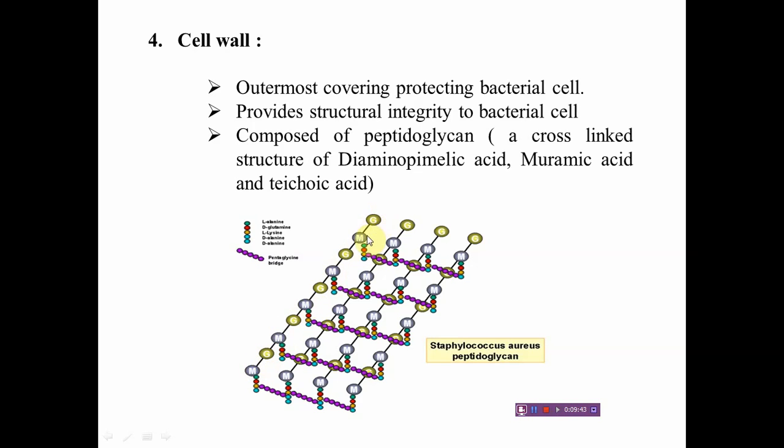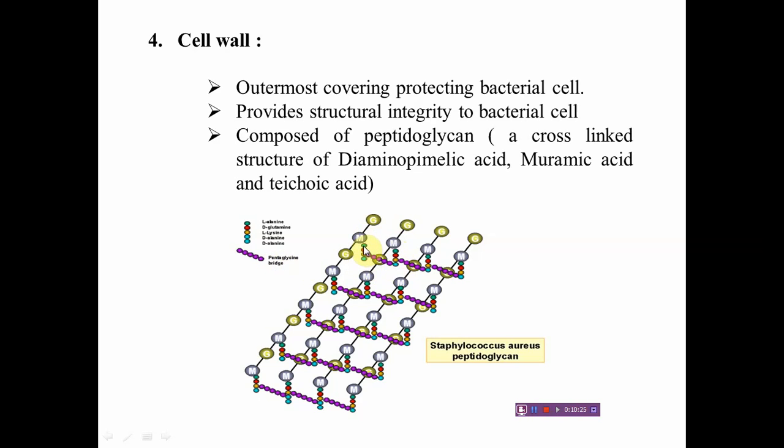These glycosidic linkages hold the moieties together. The muramic acid moieties are connected to tetrapeptide side chains, which contain four amino acids: L-alanine, D-glutamine, L-lysine, and D-alanine. These tetrapeptide side chains are linked to one another by pentaglycine cross bridges. Here you can see the pentaglycine cross bridges: five glycine moieties combined together form the cross bridge, which holds the tetrapeptide side chains together.